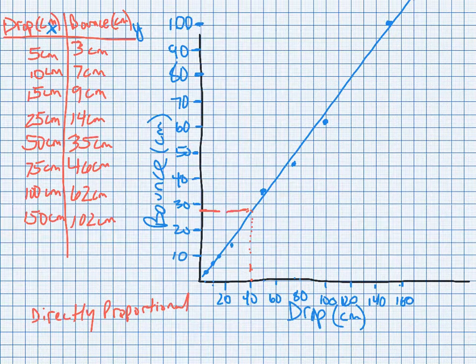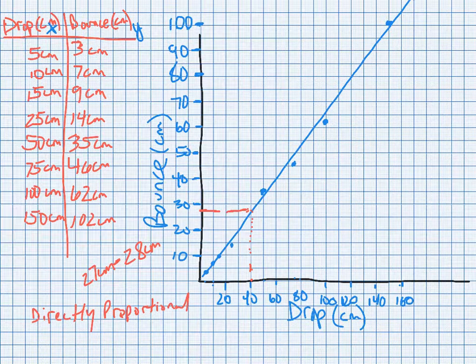So I did this. I started at 40. I went up. That's 40 centimeters for the drop. Went up to the best fit line. Took a left turn. And that's telling me that I would expect the bounce height to be between 25 and 30 centimeters. So it looks like it might be around 27, 28, something like that. So that would be then my answer. I would expect a bounce of about 27 to 28 centimeters if I were to drop the golf ball from 40 centimeters.